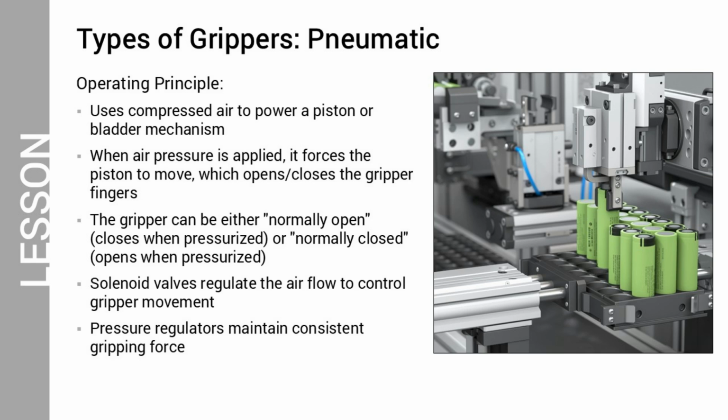These grippers come in 2 basic configurations: normally open, which closes when pressurized, or normally closed, which opens when pressurized. The movement is precisely controlled through solenoid valves that regulate the airflow, while pressure regulators ensure that a consistent gripping force is maintained throughout operation.